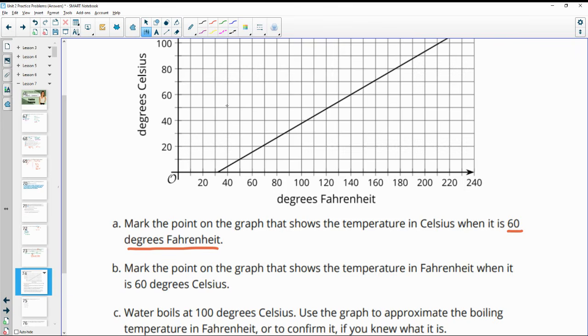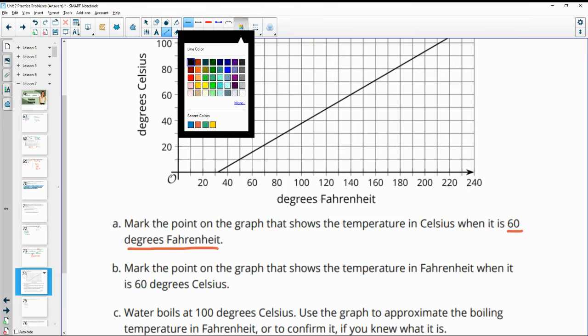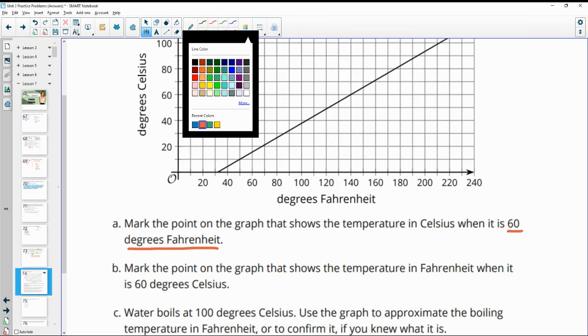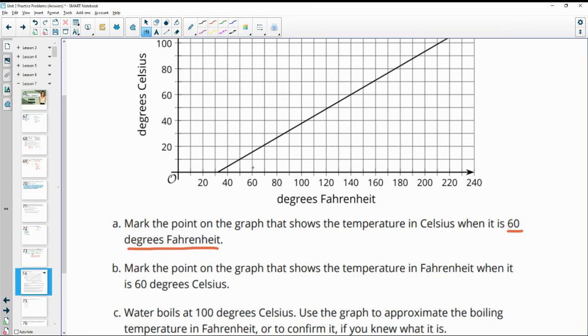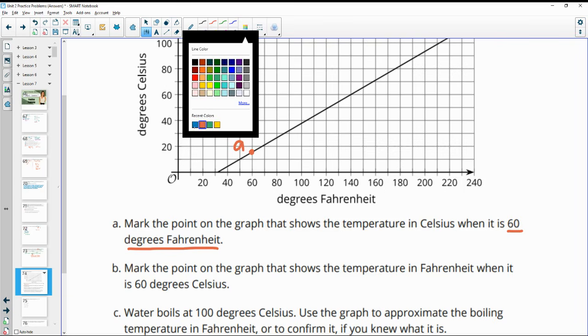So we're going to go to 60 degrees Fahrenheit here. We're just doing a point. So go to 60 degrees Fahrenheit, go up to the line and put a point. So then there's your point when it's 60 degrees Fahrenheit.